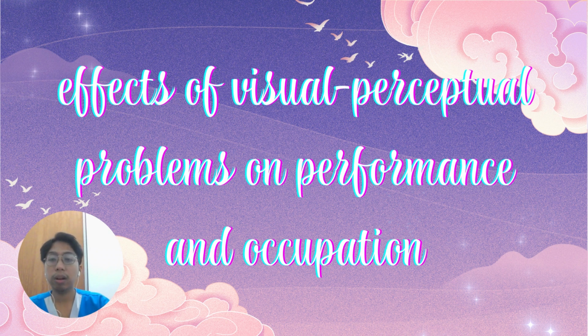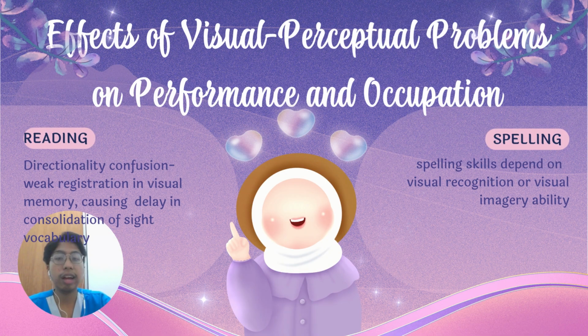Next, I want to talk about the effects of visual perceptual problems on performance and occupation. So let's start with the first one, which is reading. Directionality confusion is equal to weak registration in visual memory, causing delay in recognition of sight vocabulary. When it comes to reading, we need to understand where our eye goes, whether to read from left to right or right to left, from up to down or down to up. So if they have a visual perception problem, it would affect them in terms of reading.